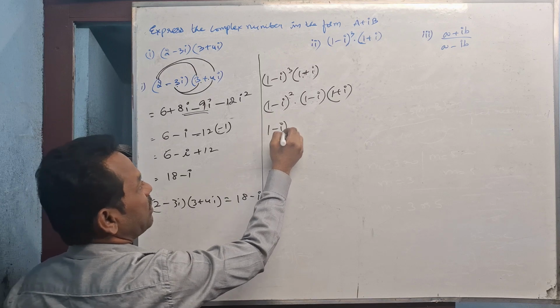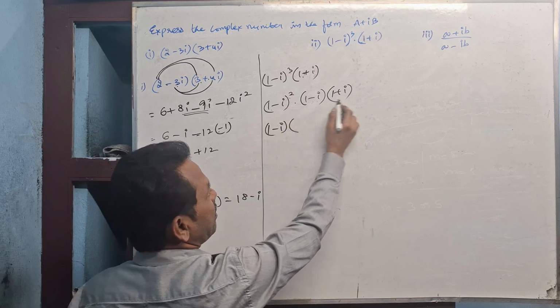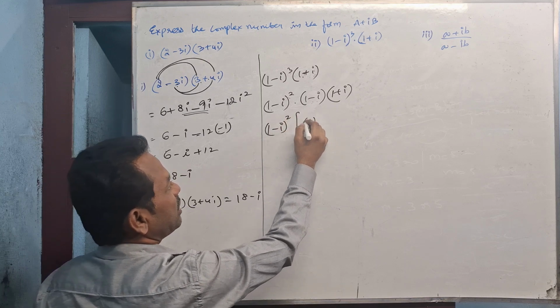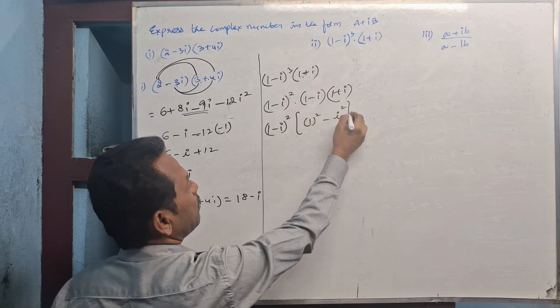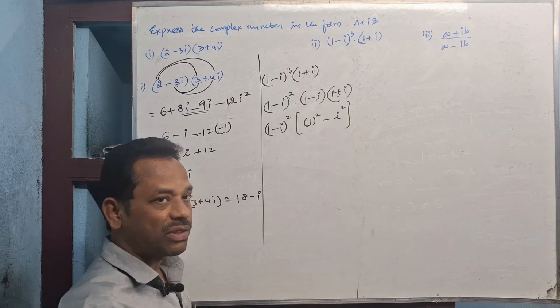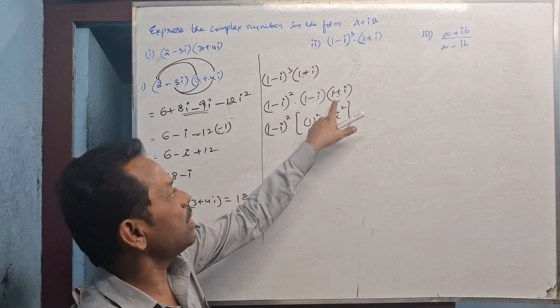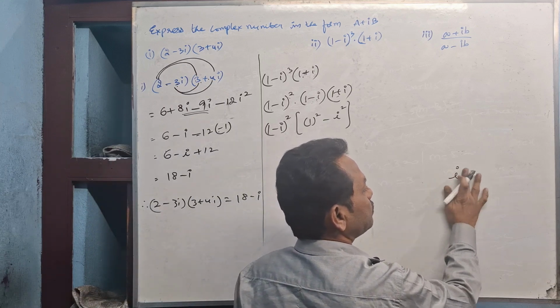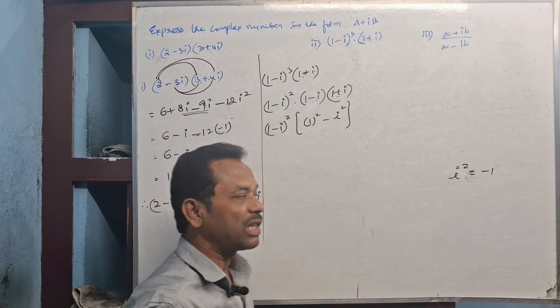So 1 minus i, as it is, into... this is a form of (a plus b) into (a minus b). So here we will get a square minus b square, that is 1 square minus i square. We know that minus i square equals minus 1.